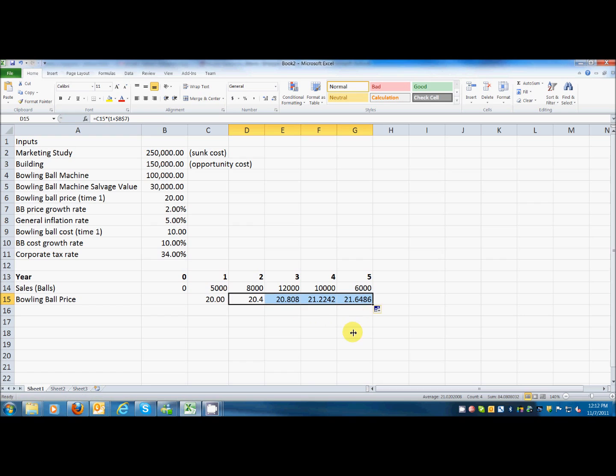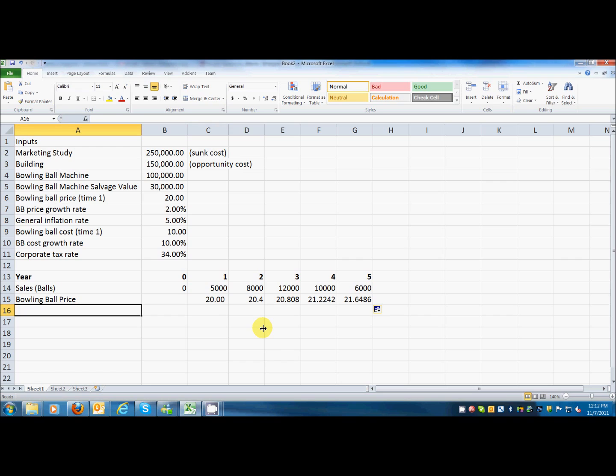Now, one thing you'll notice if you look in your book is that they have rounded their prices to even dollars and cents. We're not going to be doing that. We're going to leave all this stuff unrounded. But if you see a little difference between what we're doing and what they did in the book, that's why.